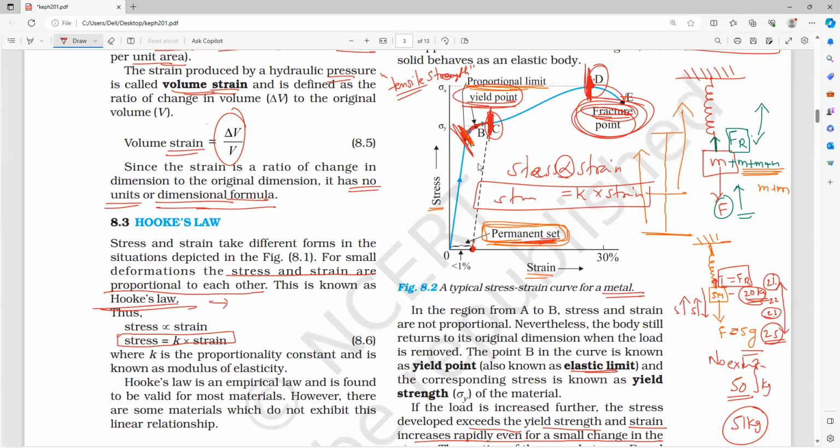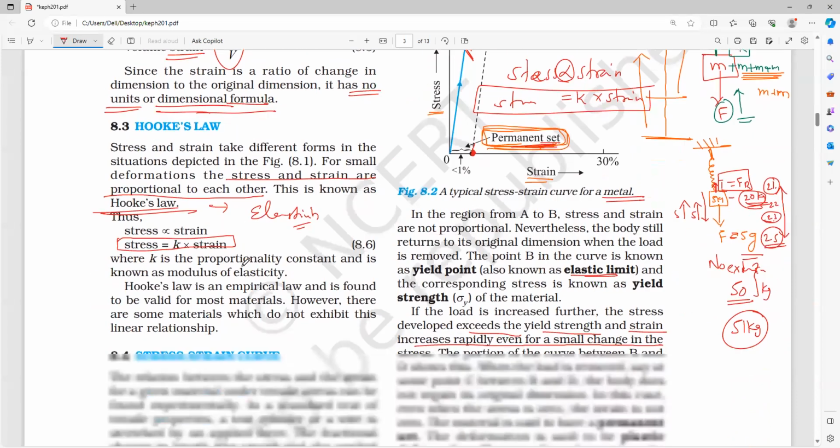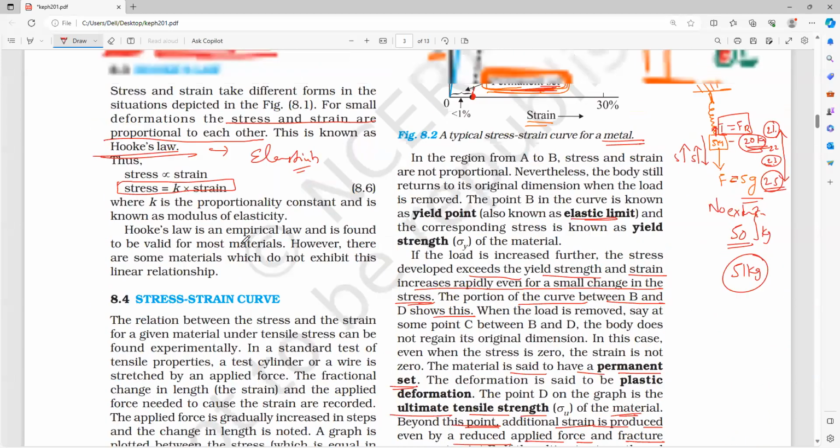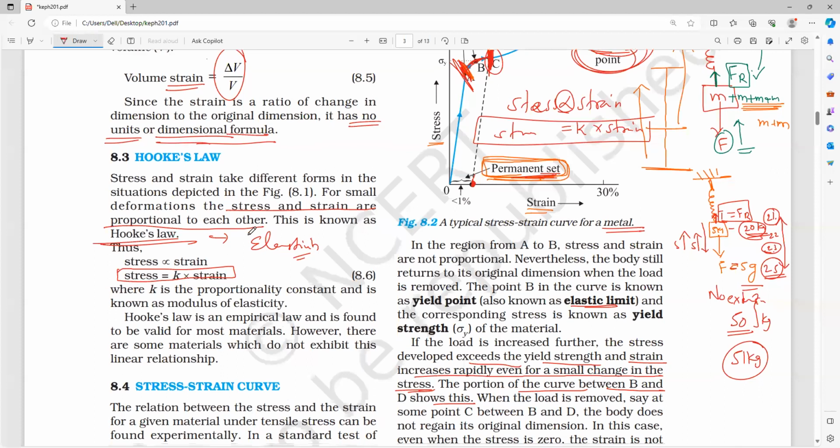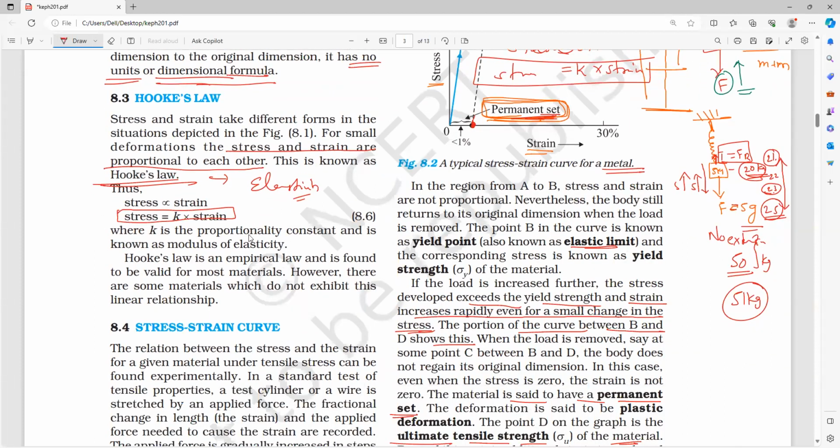Actually, Hooke's law we can also call elasticity. As stress increases, strain also increases. That is what we call Hooke's law. Clear? So we'll derive the formula also. Stress is equal to K into strain.